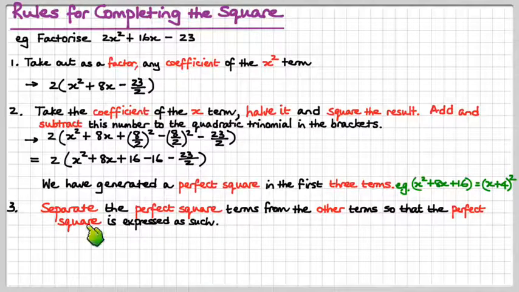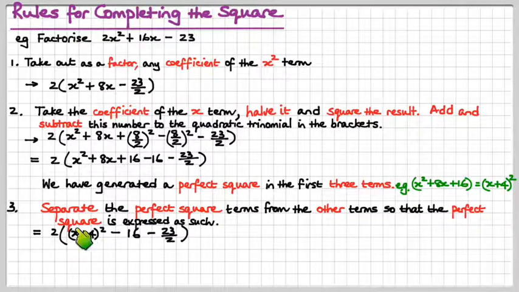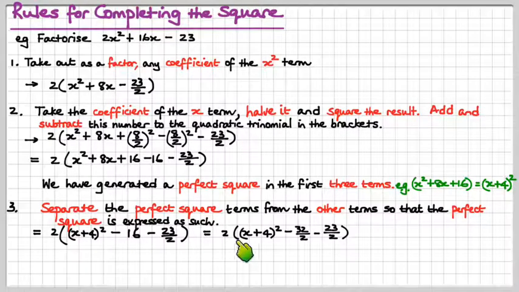Now what we do is we separate the perfect square terms from the other terms so that the perfect square is expressed as a perfect square like this. So what did I do? I harvested or collected those three terms, expressed them as a perfect square, and then the rest of it's just basically what's left over. And I combine those terms together now. I'm getting very close to my difference of two squares, guys. Yes, so it's 2 times x plus 4 all squared.